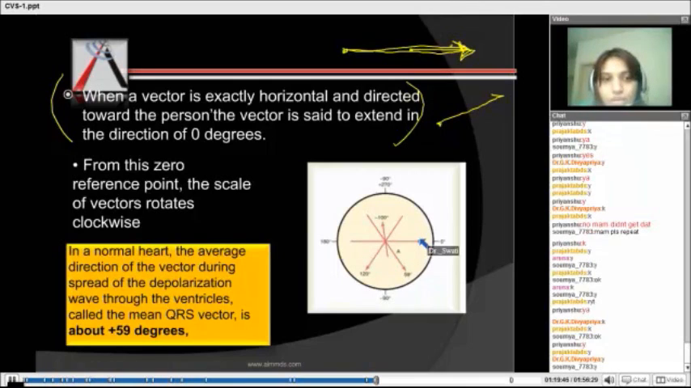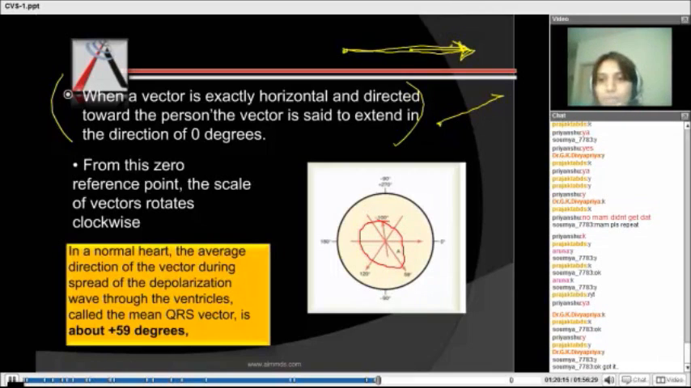Okay? Now, in a normal heart, consider the average direction of the vector during the spread of the depolarization wave through the ventricles. Whenever the wave of depolarization goes through the ventricles, the vector that is formed gives the direction. If you remember, if I superimpose the heart on this, this is how the heart would superimpose.